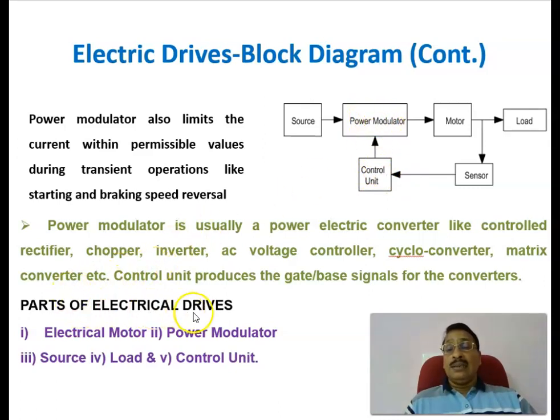And the main parts of the electric drives can be classified, as we already saw. One is the electrical motor. Then the power modulator. Third is the source. There are different types of source, either DC source or AC source, even single phase or three phase. And the load, this is the mechanical load, whatever type of load we are connecting. And the control unit, which gets the signals from the sensor and produces the switching signals to the power modulator.